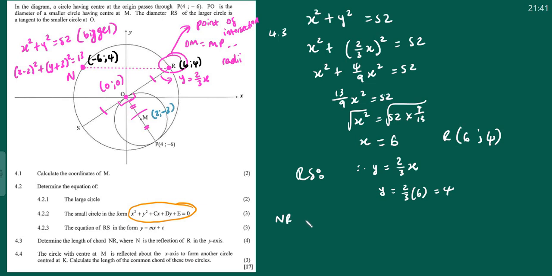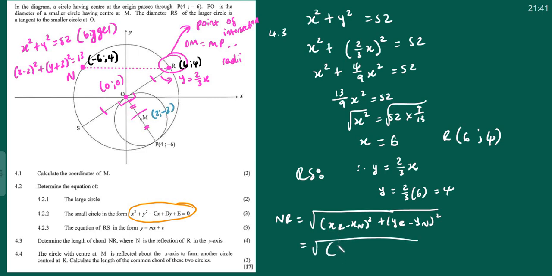Of nr, man. So nr will simply be the square root of y of r minus y of n all squared, plus x of r minus x of n all squared. Now x of r is 6, x of n is -6, and then y of r is 4, then you have -4 all squared. So that means the answer will be 12. So nr will be 12 units. Right, so that will be it for nr there.